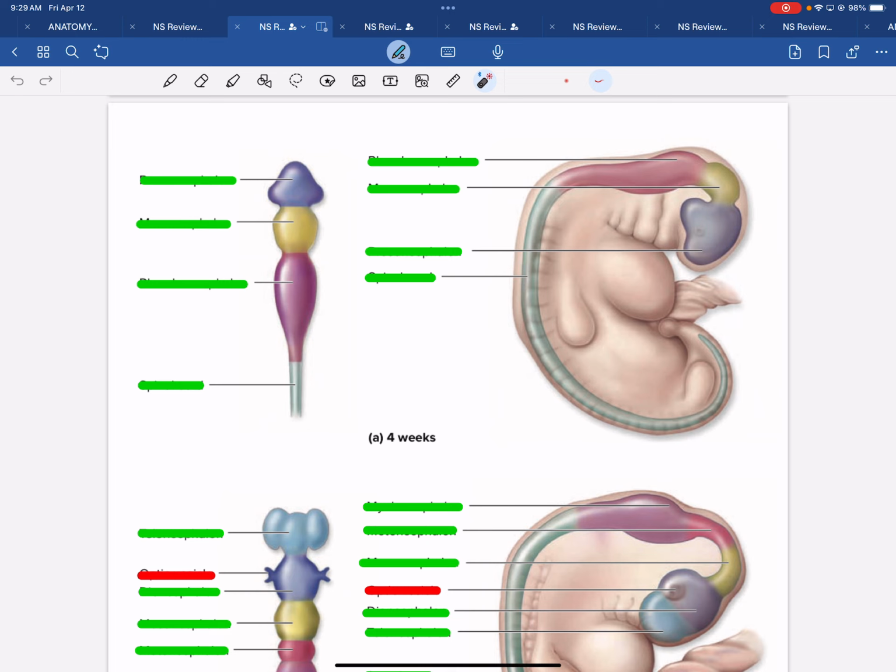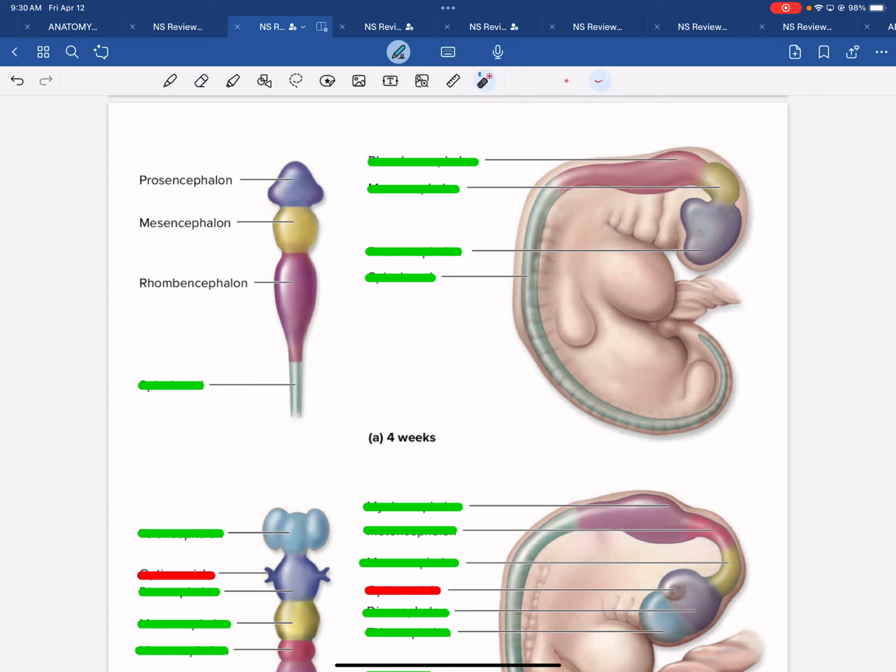So the nervous system starts off as which tube? Neural tube. Good, the neural tube, and then it vesiculates into three primary vesicles. What is this one? Yeah, it's called the prosencephalon. What's the second one? Mesencephalon. The third one? Or what's another name for it?